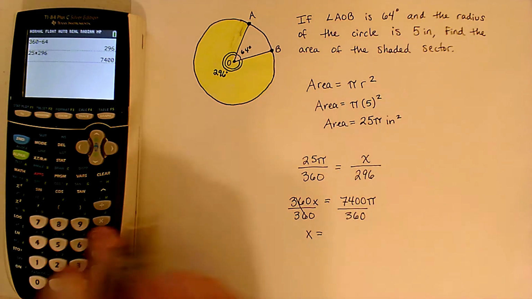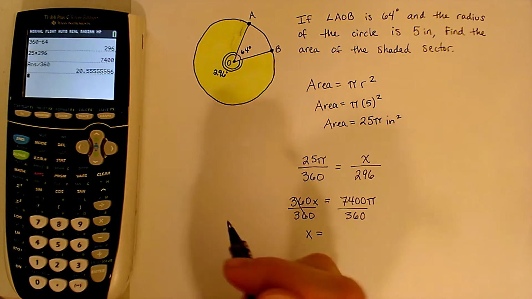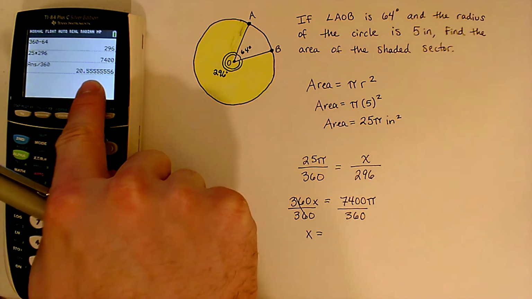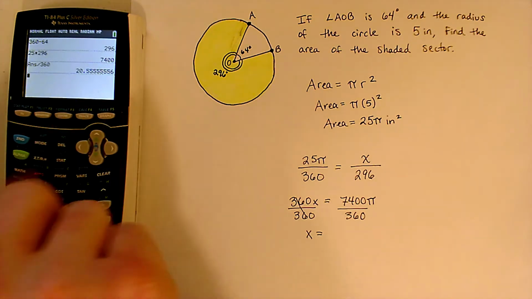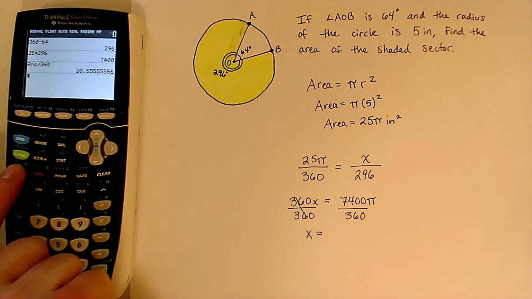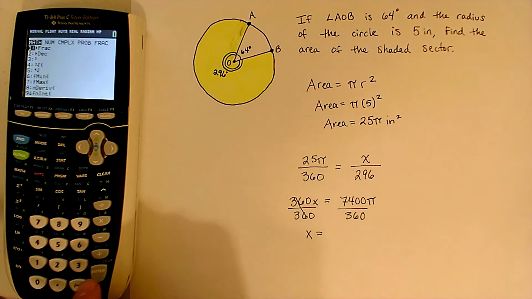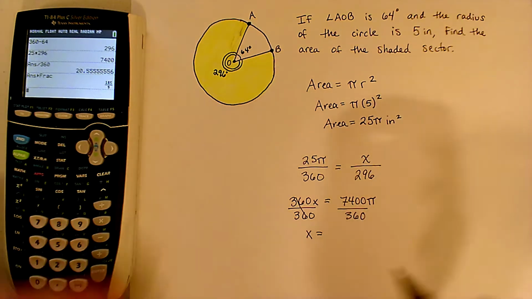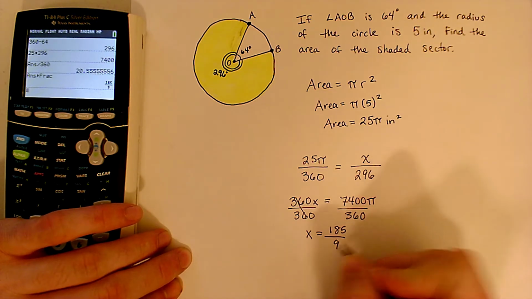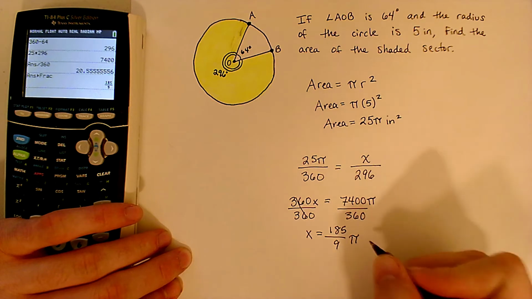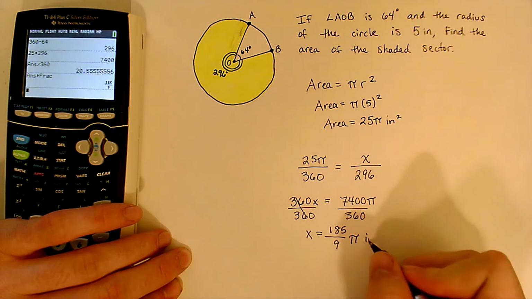X equals, divide by 360, I get a decimal. It says 20.5 repeating. I can use my fraction button here. If I hit the math key, which is right here, and choose a fraction, it'll turn it back to a fraction for me. That way I have an exact answer and not an approximation. It says 185 over 9 pi, and since it's area, it is inches squared.